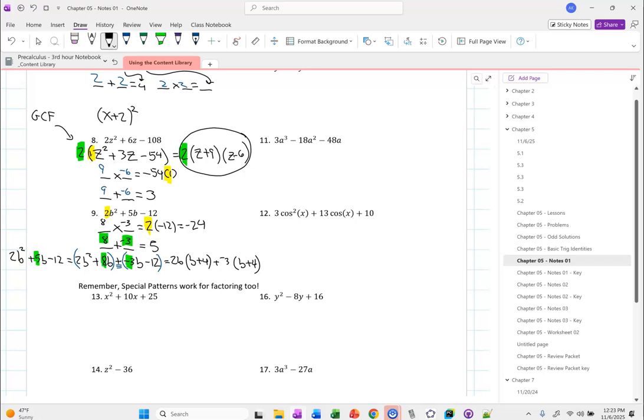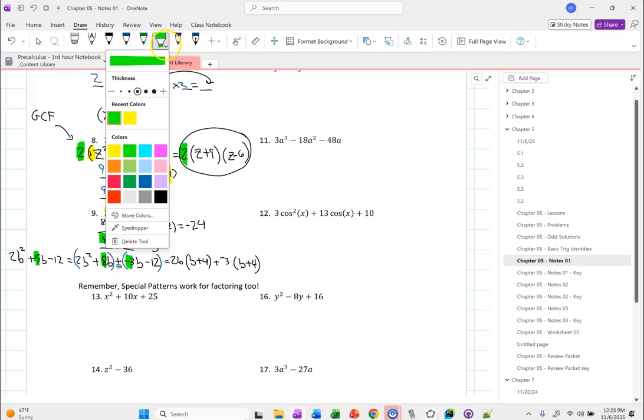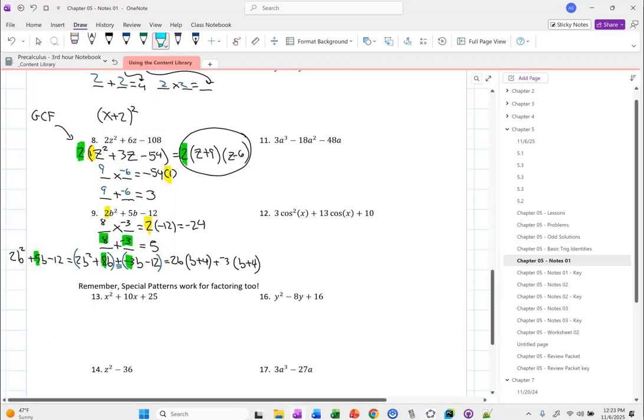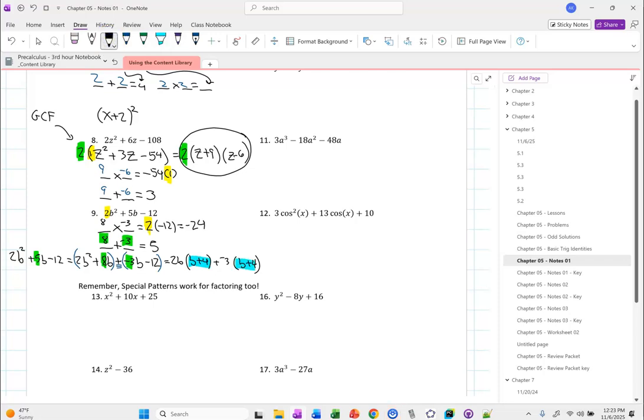What do you notice now? b plus 4, b plus 4. Yeah, the b plus 4s are the same. So those can act like a greatest common factor. When I factor out the b plus 4, what's left? 2b minus 3.